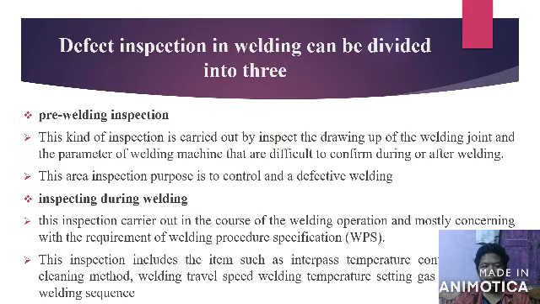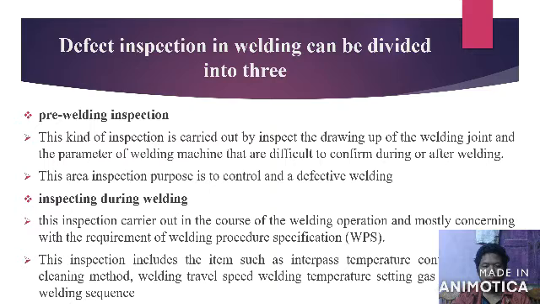Next is pre-welding inspection. This kind of inspection is carried out by inspecting the drawing of the welding joint and the parameters of the welding machine that are difficult to confirm during or after welding. The purpose of this inspection is to control the defects of the welding.